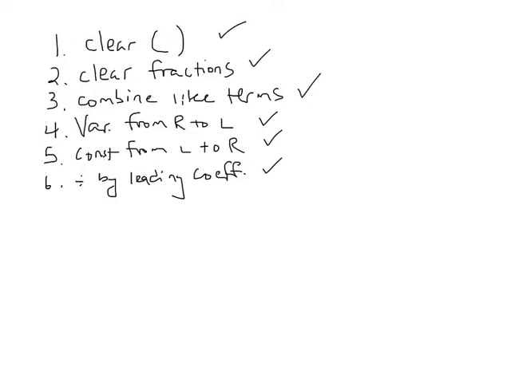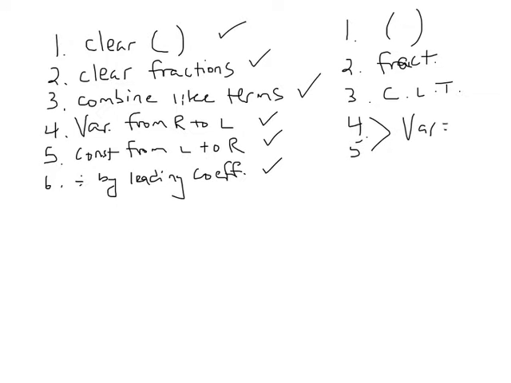Now if we want, we can condense these even further to just say step 1 is parentheses. Step 2 is fractions. Step 3, combine like terms. Steps 4 and 5 we can really combine together so that all the terms with variables are on the left and all the terms with constants are on the right. And then the last step is divide by the leading coefficient, so we can condense things even more.